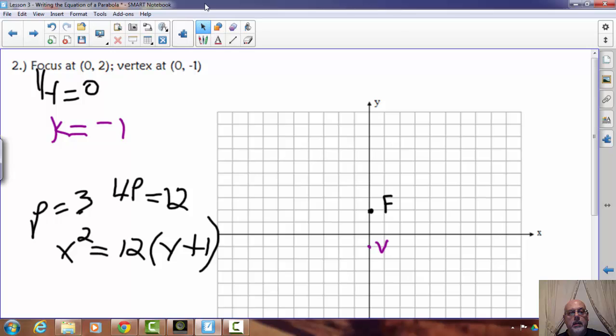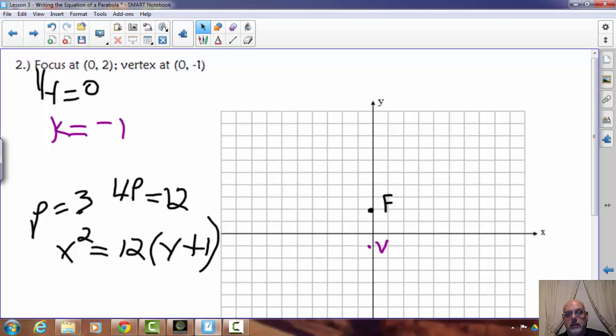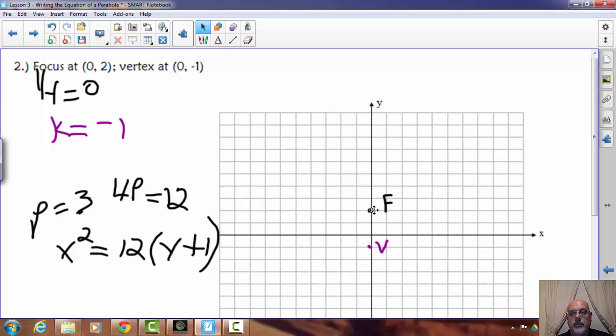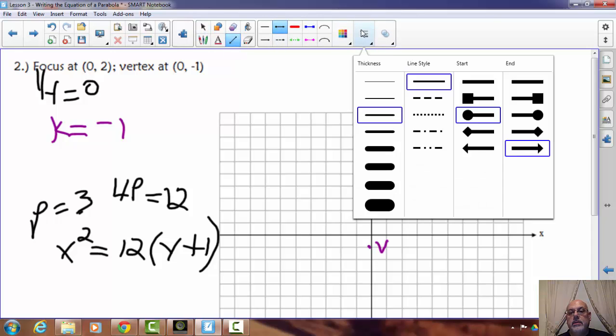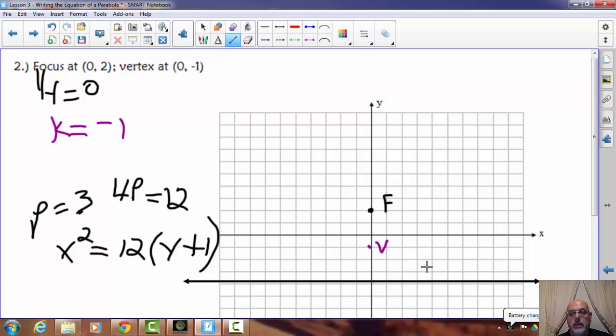Okay. So if we wanted to, we could draw the directrix here. The distance from focus to vertex is 3, so vertex to directrix will be 3. So we could draw the directrix and we could do the box counting method, which is okay, but we don't really need to do that, I don't think. I think you guys are okay with this.